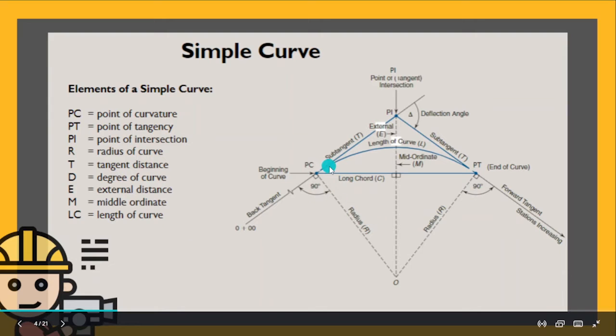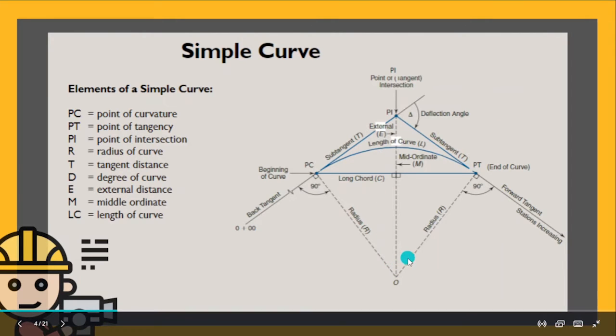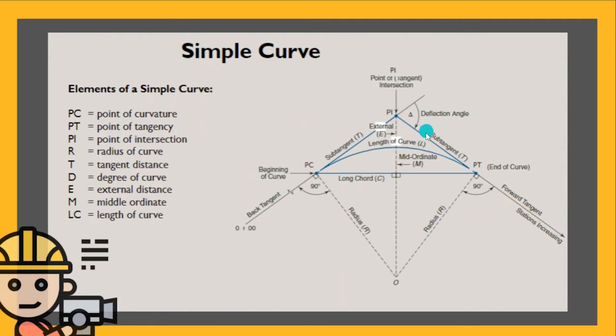And then tangent distance, here. Wherein, to create a simple curve, two tangent lines are created, these two. Wherein, the tangent line is perpendicular to the radius. Degree of curve. It is the angle of the curve wherein it is equal to the angle of intersection here, and it is equal to the angle of intersection or deflection angle.